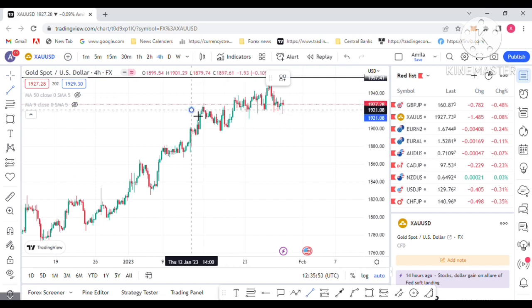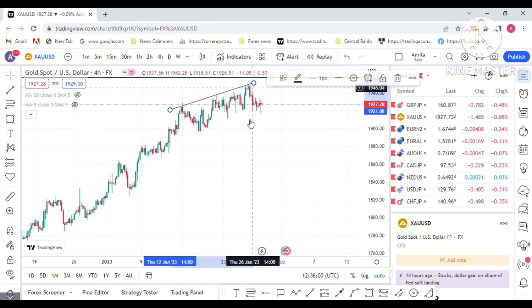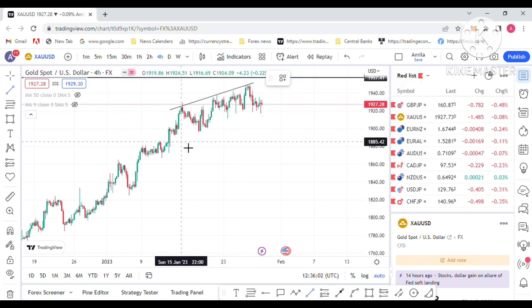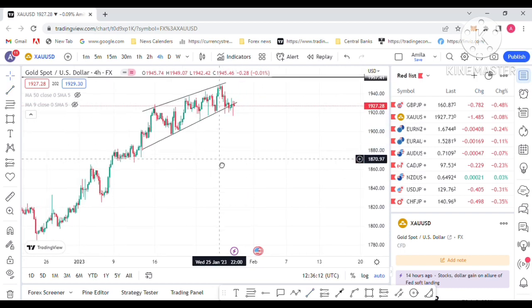Now I am marking this type of candle that occurred last week. So I am marking this type of candle. A small candle is continuing in gold like this. So I am marking this type of candle. So I am in the 4-hour chart.